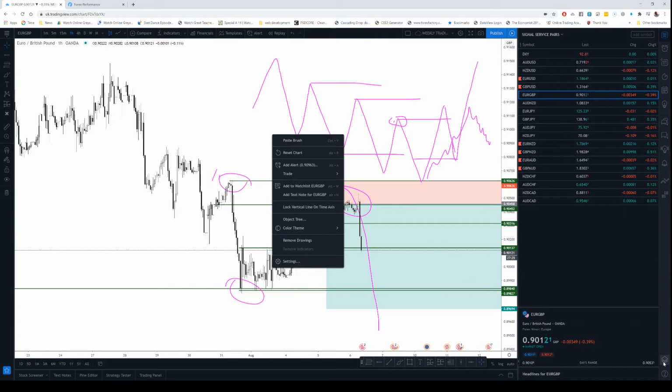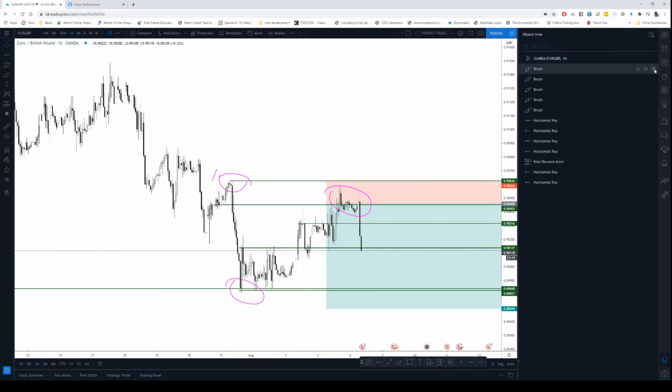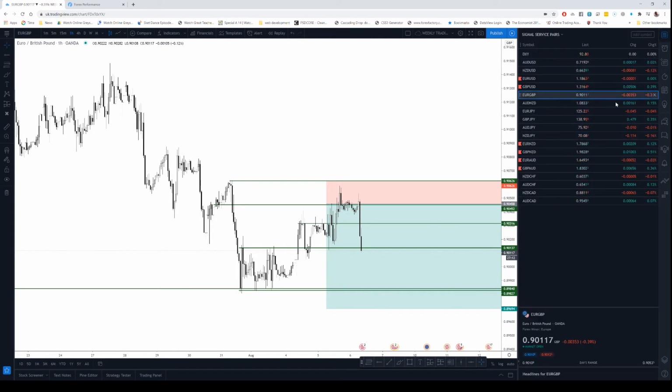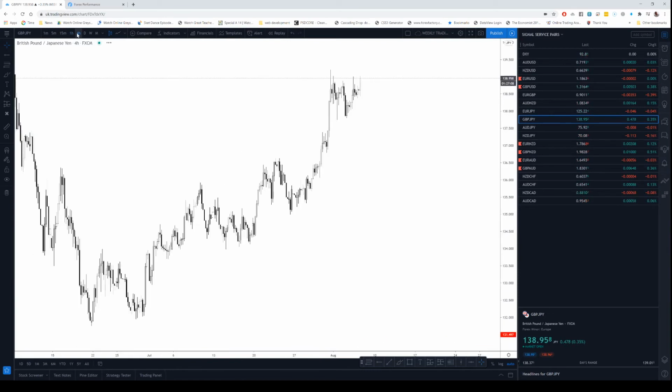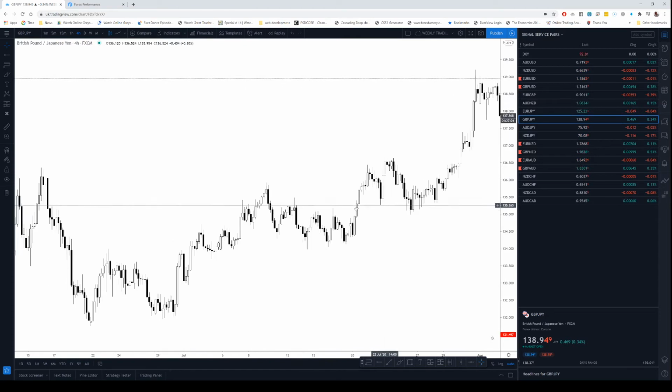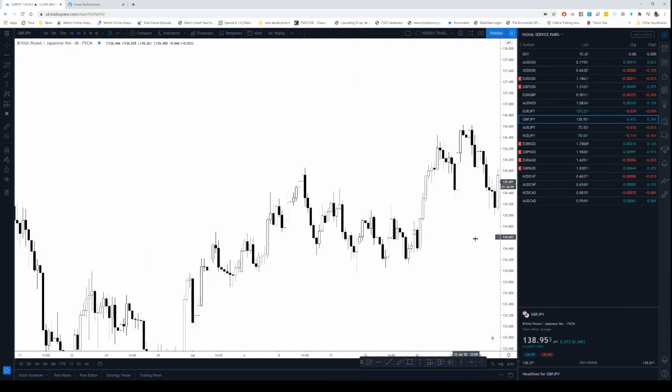Okay, let's get rid of all this, and then I'll go on to a different pair because this one looks too perfect. So let's go into a different pair which is a bit harder to understand. Right, let's do this one here, and let's use this area here to understand market structure.